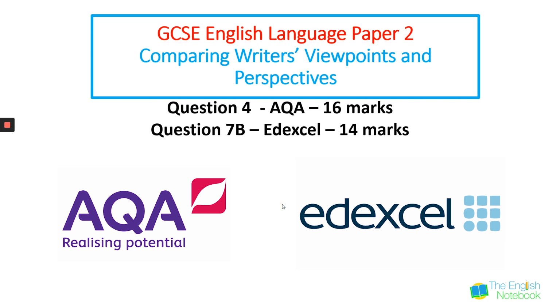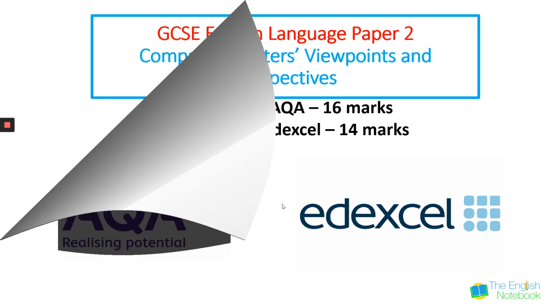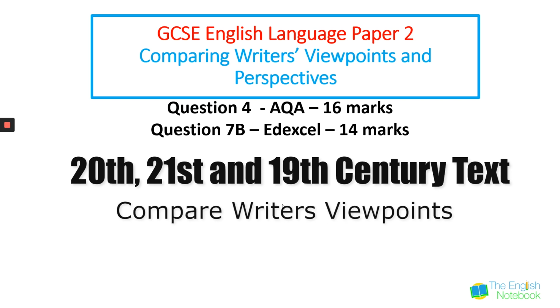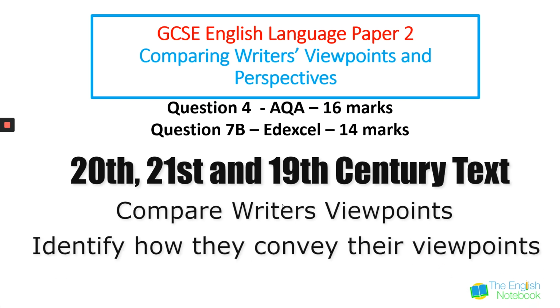As you already know, the two texts that you'll be getting in your language paper 2 would be one that's based on an extract from a 20th or a 21st century text, and the other one would be a 19th century text. So you would need to compare the writer's viewpoints, and you would need to identify how they convey their viewpoints. So we're going to have a look just now at what we actually mean by that.